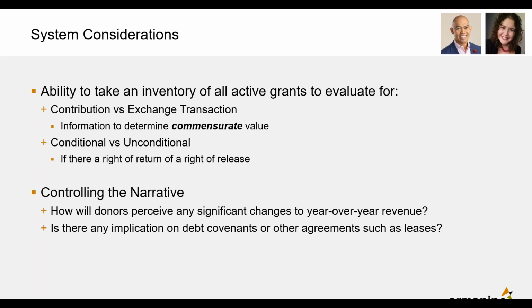Make sure you understand how to determine commensurate value, whether or not something is equal, and whether or not it's an exchange transaction. In which case, as Stacy mentioned, we've got to follow topic 606 and determine all of the elements and assign the value there. There are lots of webinars on that on our website if you find that you have lots of exchange transactions. And then the conditional versus unconditional. But one of the things I also wanted to point out is controlling the narrative and understanding the implications this is going to have beyond your organization.